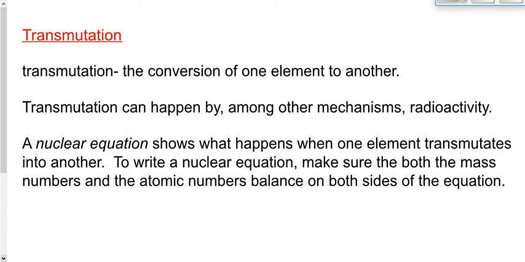I want to describe right now the reactions that take place using equations. And I want to define a term before we do that, a term called transmutation. Transmutation is the conversion of one element to another. Now that might sound an awful lot like the definition that we gave you for radioactivity. Listen carefully. Radioactivity was the decay of a nucleus. Transmutation is the conversion of that nucleus to something else.